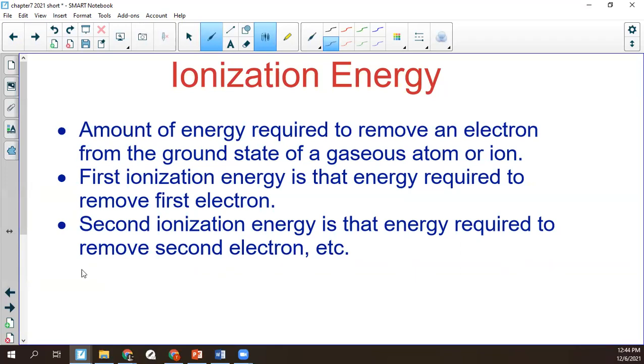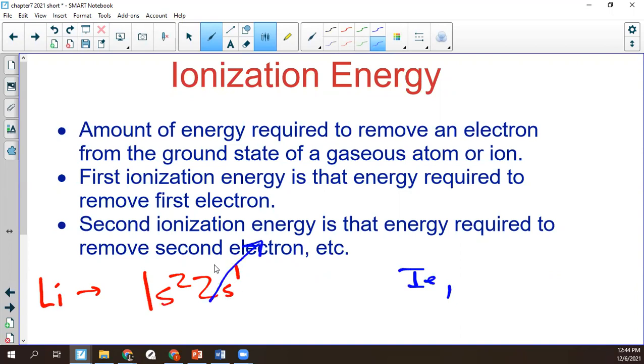Okay, so if I had 1s2, 2s1, I'm talking about lithium, correct? IE1 would mean the removal of this valence electron. You okay with that? IE2 would mean removing one of the S's. IE3 would mean removing the third. Easy enough. All right. Second ionization energy is the energy required to remove the second electron. It's not supposed to be way complicated there.